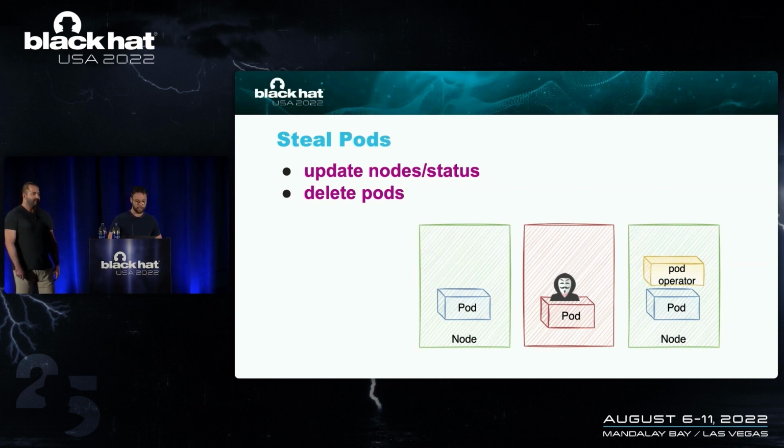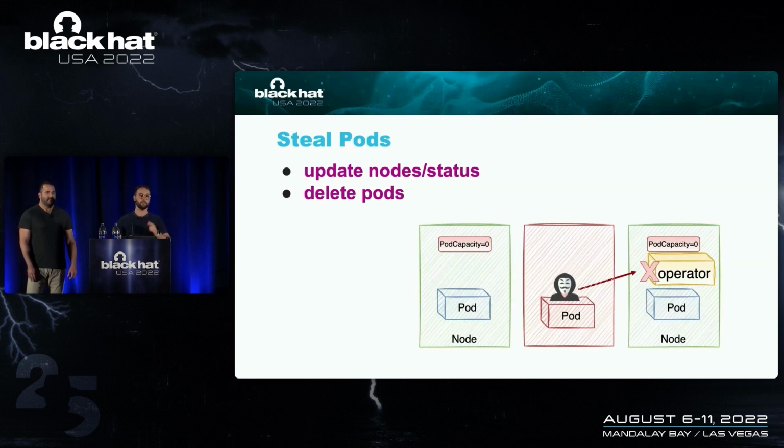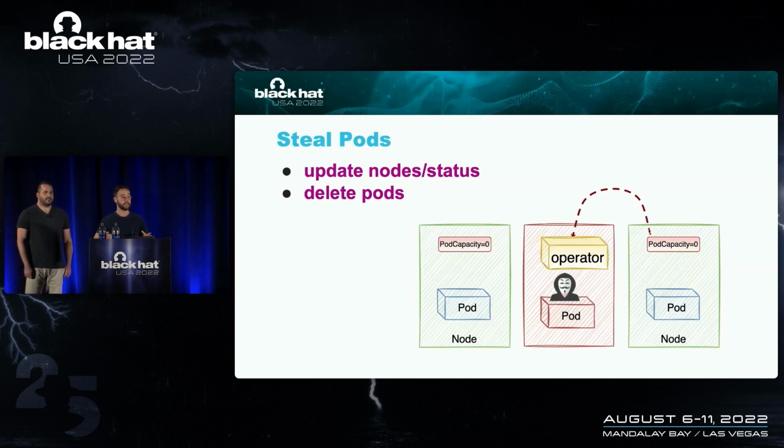And let's see how. In this case, we assume that we already escaped a container and compromised a node, and we have a very powerful pod, an operator, on another node in the cluster, which we want to bring over. What we'll do is first use the permission to update the status of nodes to set the pod capacity of all the other nodes in the cluster to 0, which basically makes them unschedulable. The next step is to delete the operator pod. And now when Kubernetes has to recreate that operator pod, it will conveniently have to create it on our node because it's the only schedulable node in the cluster. And we successfully brought the operator pod over with its powerful service account token. So that's how you steal pods.